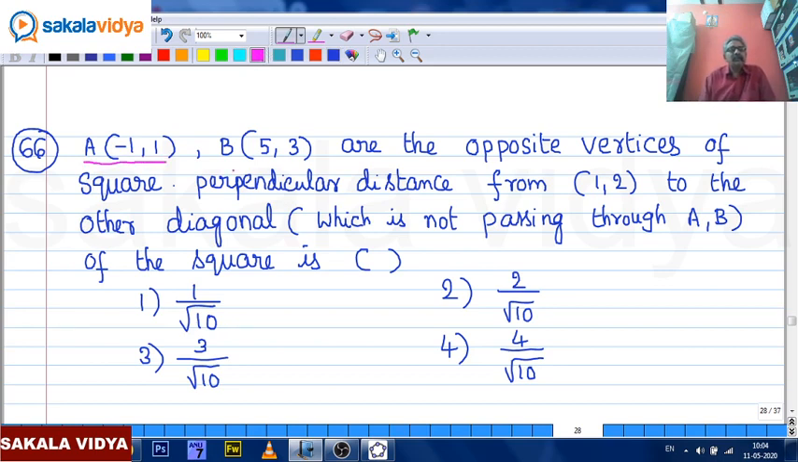A(-1, 1) and B(5, 3) are the opposite vertices of a square. We need to find the perpendicular distance from (1, 2) to the other diagonal, other than AB, the second diagonal. So first of all we need to find the equation of the second diagonal with the help of A(-1, 1) and B(5, 3). Then find the perpendicular distance from (1, 2). That is the plan to be applied.